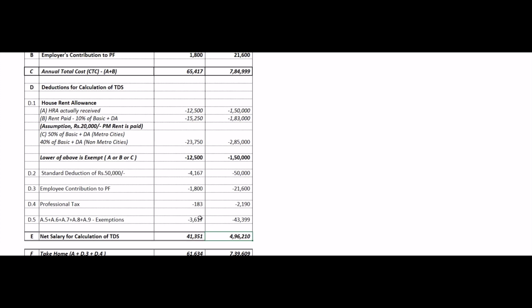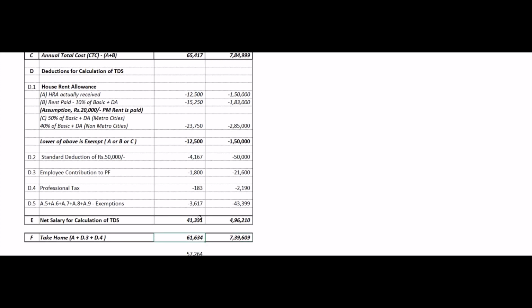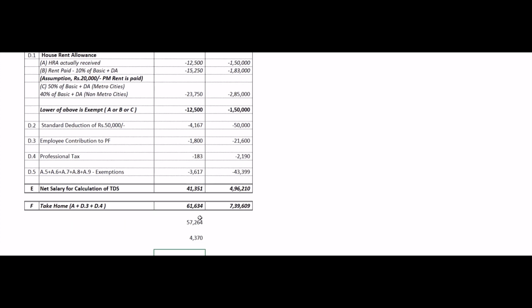So if an individual's income is less than 5 lakhs, then he gets a rebate of rupees 12,500 or the tax amount, whichever is lower, under section 87A. So since in this case the gross total income is less than 5 lakhs, there is no tax liability. And since there is no tax liability, the take home per month comes to 61,634, whereas in the previous sheet the take home was 57,264, which is nothing but a saving of 4,370. That is nothing but the tax amount saved by the employee.